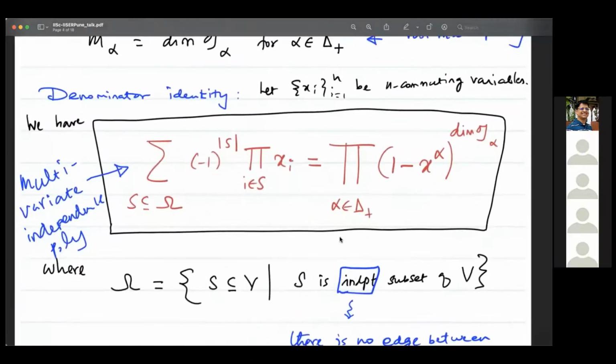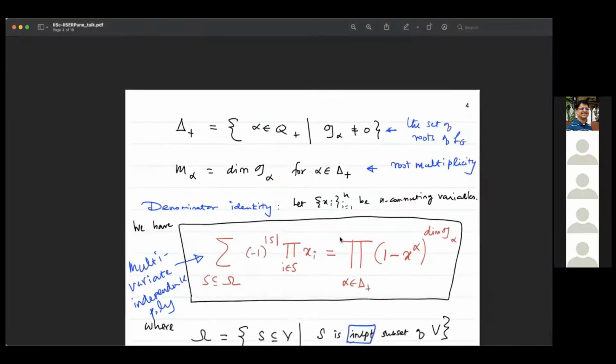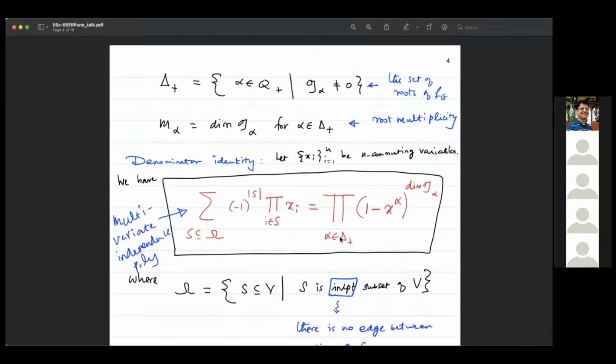Yeah. So what I want to do, given that graded decomposition, we call this delta plus, which is those alpha in Q plus such that g alpha is non-zero. It is a natural subset of Q plus that one can study. They are called the set of roots of this Lie algebra g. And the dimension of this g alpha is the root multiplicity. So you want to understand what is this delta plus and what are these dimensions of g alpha.